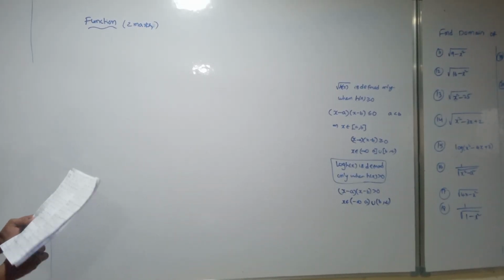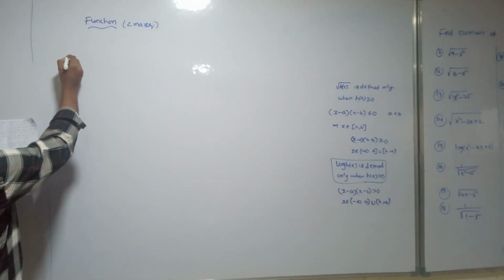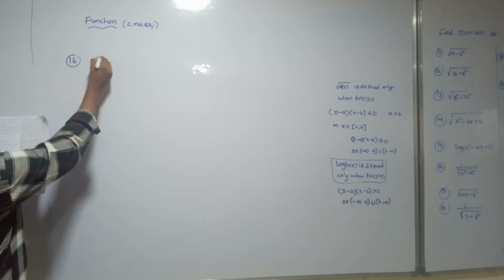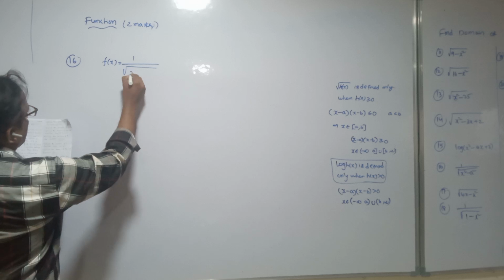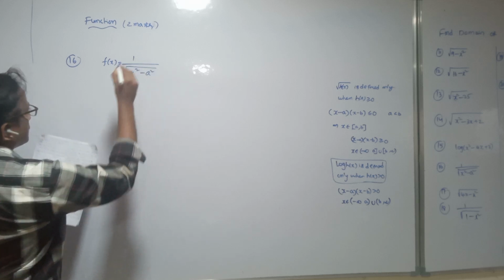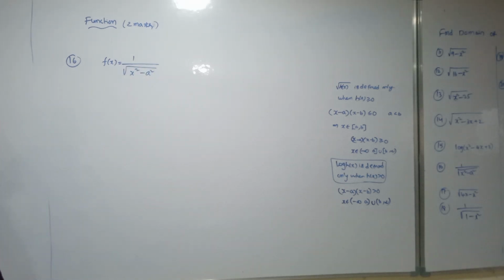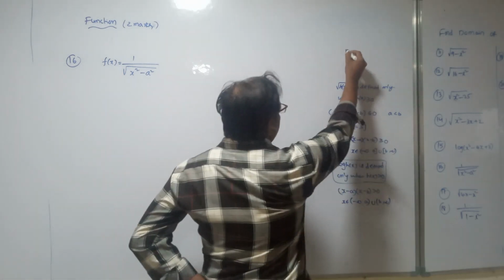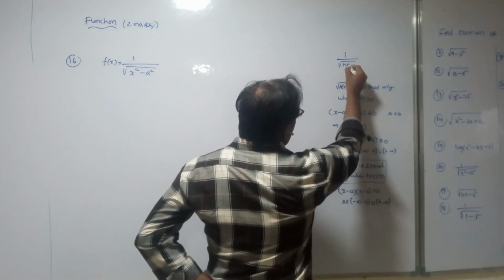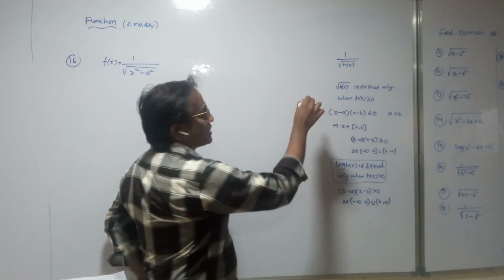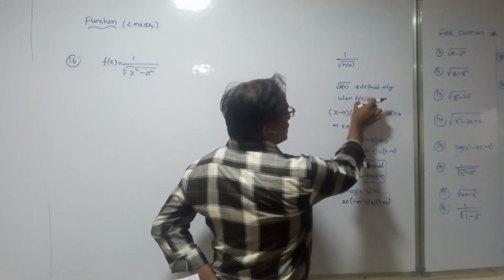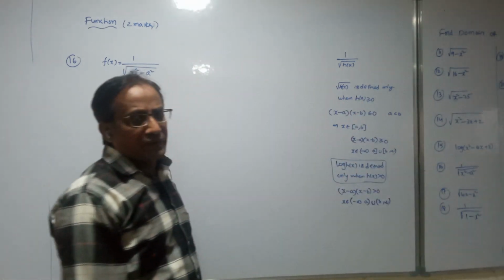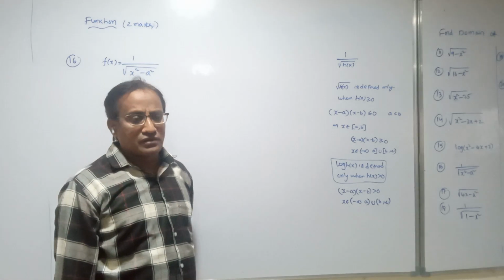So next question is domain of the function. Domain of the function f of x is equal to 1 by square root of x square minus a square. Now here it is in this form, 1 by square root of h of x. In case of square root of h of x, we will write that it is defined only when h of x greater than or equal to 0.